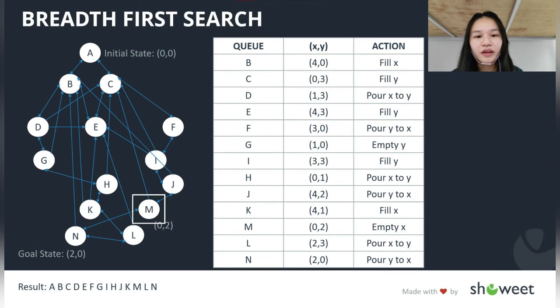Next, M is divided to N. So, by pouring Y to X, 2,0 is obtained from 0,2 of M. Finally, the desired output is obtained. Therefore, the result for BFS is A, B, C, D, E, F, G, I, H, J, K, M, L, N.